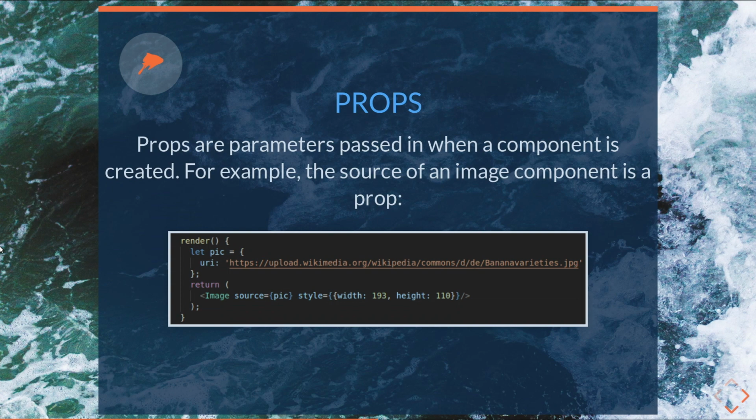Props, I just think of them as parameters. Props get passed in when you create the component, and they never change after that. They're always set to that first value that you put in when you create it. So, for example, if you have an image component, the URL you pass in for the image is a prop because you pass it in when you create it, and it's always going to be the same.